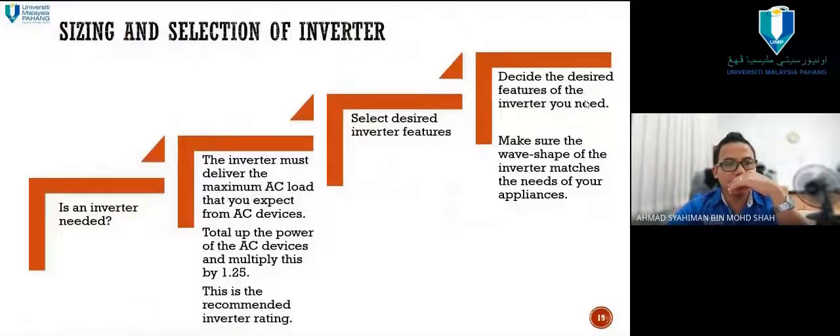And then selection of the inverter. Okay, selection of the inverter: an inverter is needed. The inverter must deliver the maximum AC load. Then you total up the power of the AC devices and multiply this by 1.25. Total up how much? Multiply with 1.25, that is the recommended inverter rating.